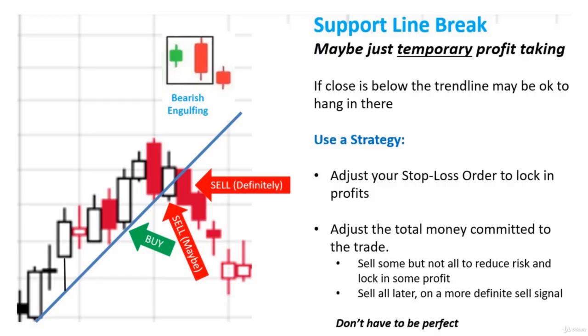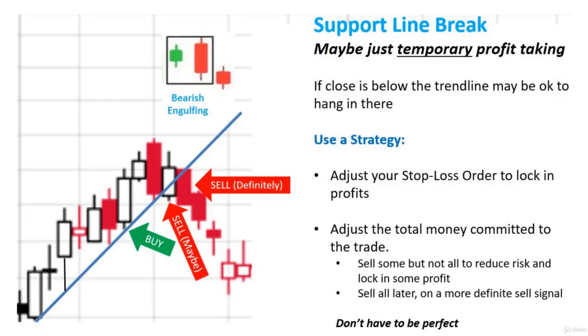The other thing you can do, like in this example, is adjust the total amount of the money committed to the trade, right? So let's say we bought in here at a certain amount, and we could say, okay, we're seeing some bearish signs, we're seeing support line breaks. Instead of selling everything, maybe what we do is we sell some, but not all of it, to reduce the risk and lock in some profit. And then we can sell all of it later on as we get a more definite sell signal as it starts to make that turn.